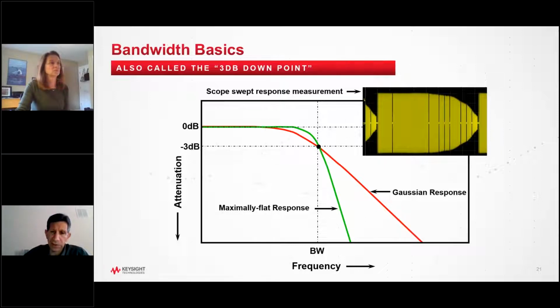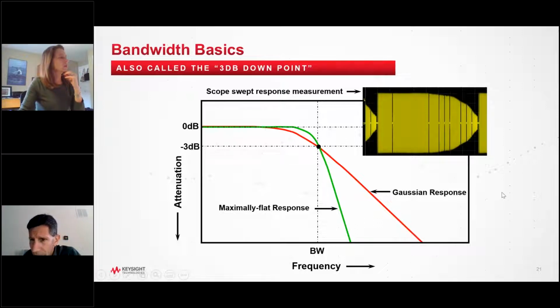But that doesn't mean it just stops right there. The maximally flat response rolls off faster the higher you go beyond the specified bandwidth than a Gaussian response does. With Gaussian, you get a little bit more extra bandwidth beyond the specified bandwidth. The trade-off is that it starts rolling off sooner within the passband of the oscilloscope. Does that answer the question? Okay. As far as swept response, no, that's just a method for evaluating the scope bandwidth.